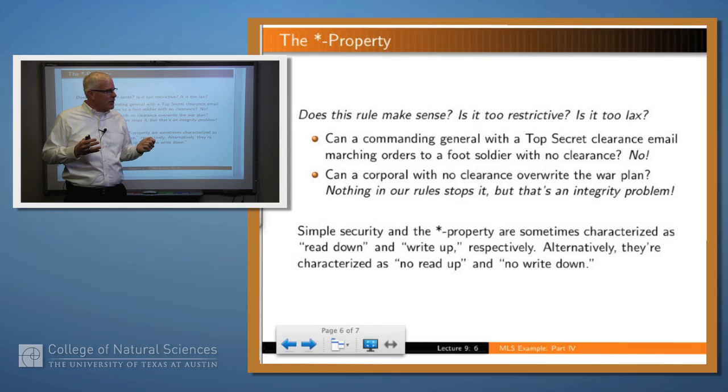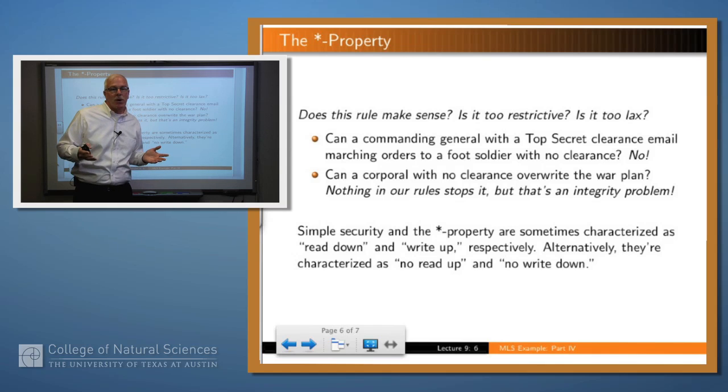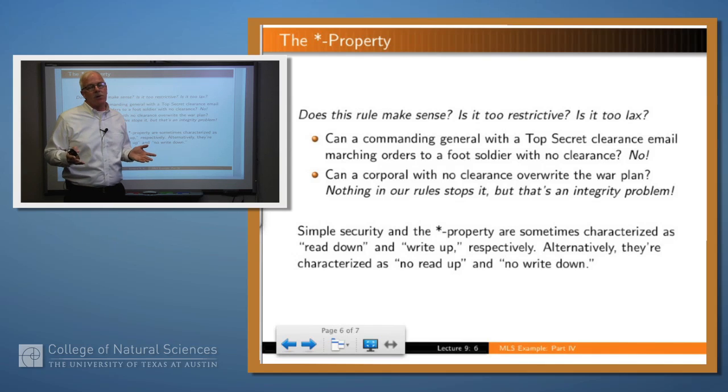So for example, let's ask the following question. Can a commanding general who's operating at top secret send an email with marching orders to a foot soldier who's operating at unclassified? Well, not according to the star property, right? Because the star property says I'm not allowed to write down. And even though I may trust the general, I don't necessarily trust the programs operating on his behalf, which may insert top secret information to which he has legitimate access into that email, and it may be compromised in that way, right? So this makes for kind of a difficult situation in some scenarios.